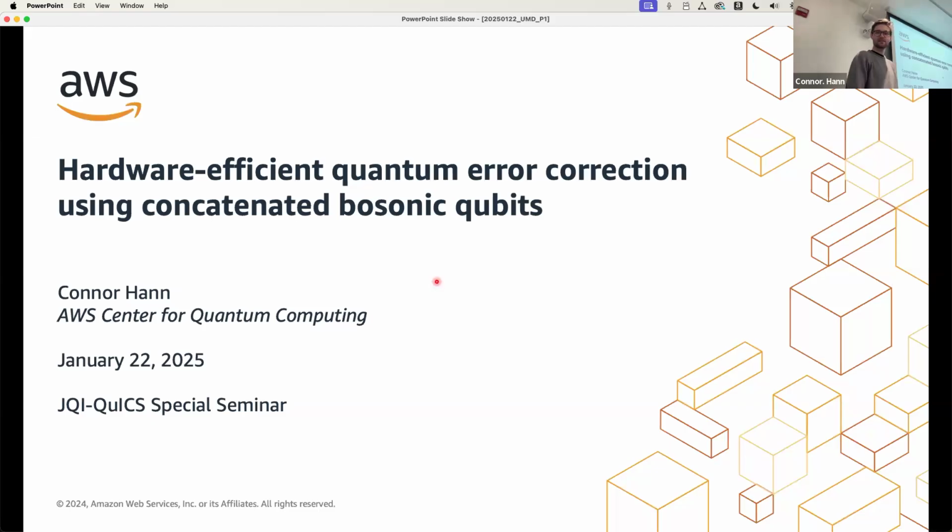Hardware efficient error correction. Okay, great, no worries.